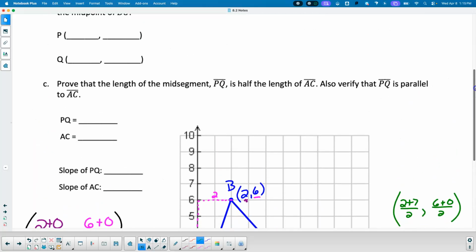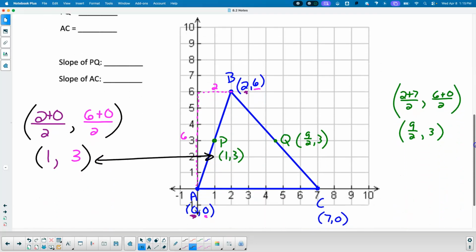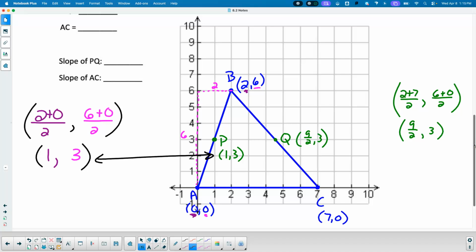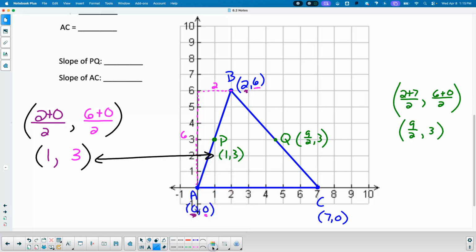What do we all got now? So P was at, what did we say, 1, 3? Q was there. Prove that the length of the mid-segment, PQ, is half the length of AC. Okay, well, what is the length of segment PQ? 3.5, right? 1, 2, 3.5. Yeah.